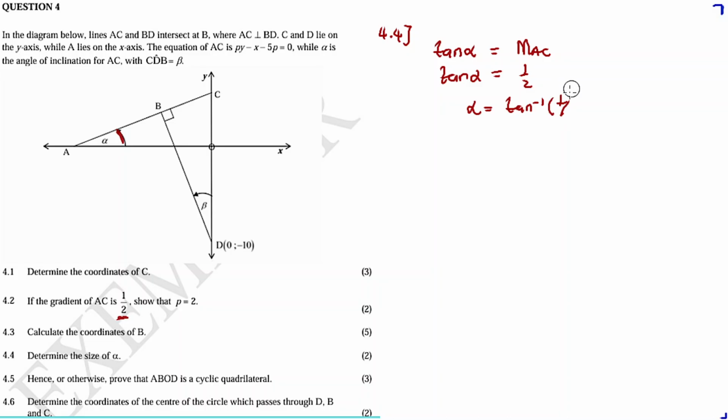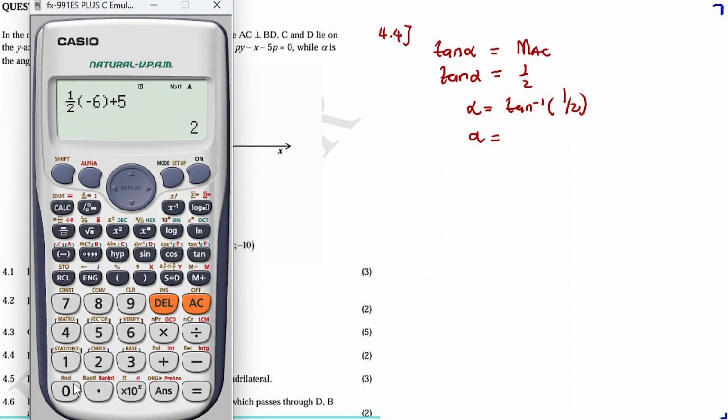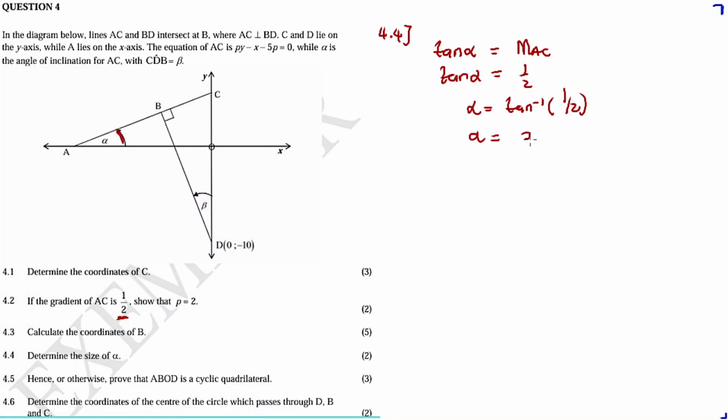Okay, don't go back, erase. 1 over 2. So alpha is equal to, shift, tan, 1 over 2, then the answer. Okay, I don't trust the answer. Okay, 26.57 degrees. That is alpha.